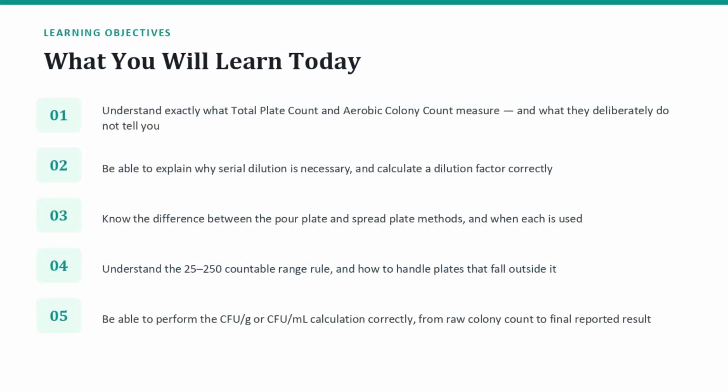Number 4. You will understand the 25 to 250 countable range rule, and how to handle plates that fall outside of it. Number 5. You will be able to perform the CFU per gram or CFU per milliliter calculation correctly, from a raw colony count all the way through to a final reported result.